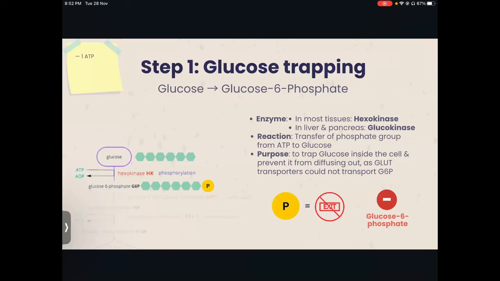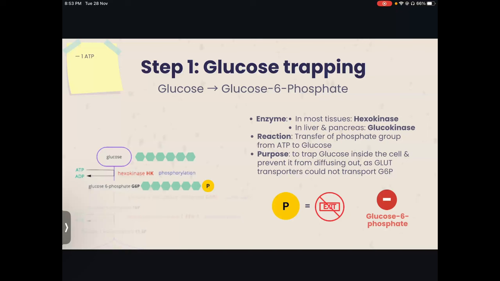Now, the enzyme which undergoes this glucose trapping, there are two kinds of enzymes. You have hexokinase, which is present in most tissues. That's why it's the one in this diagram. But you also have glucokinase, which is present in the liver and the pancreas. So the reaction is, again, a transfer of phosphate from ATP to glucose. And the reason why it's done is to keep glucose inside the cell, to trap it and not let it diffuse out through blood transporters.